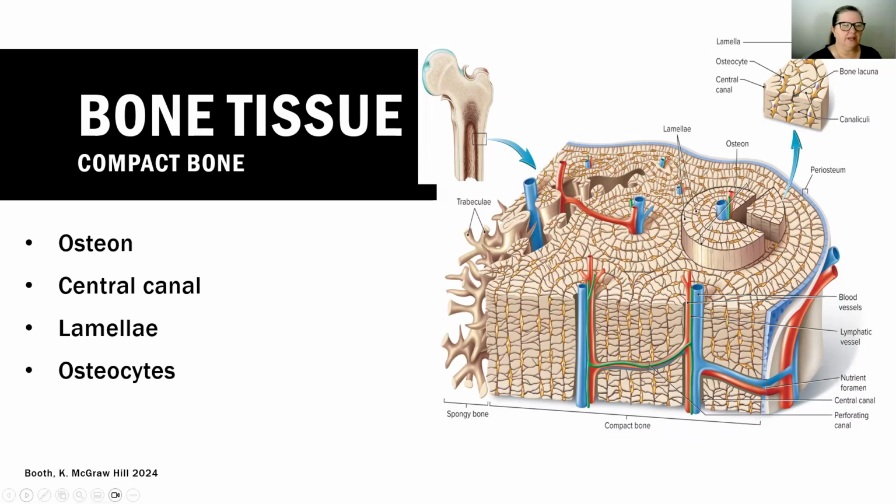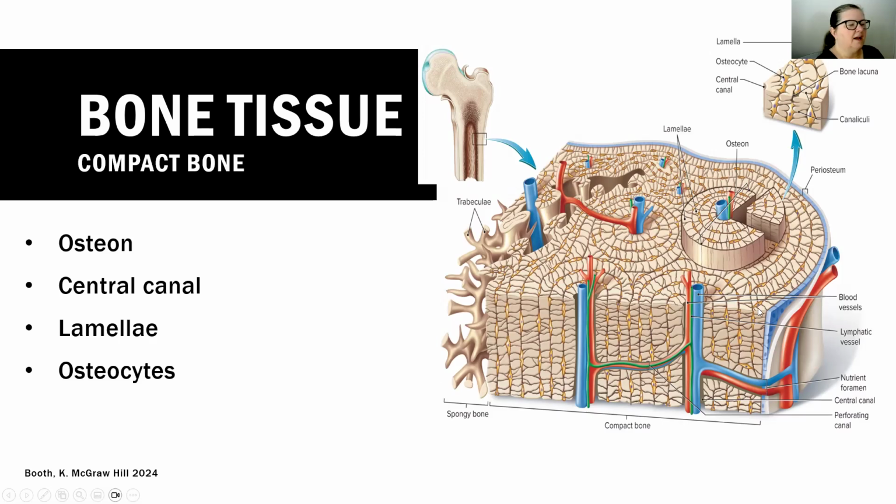All right, so let's go ahead and start with bone tissue. Bone tissue is what actually makes up the bone. There are two types of bone, compact and spongy. This is a diagram of compact bone. There is a little bit of spongy off to the side, but we'll address that separately.